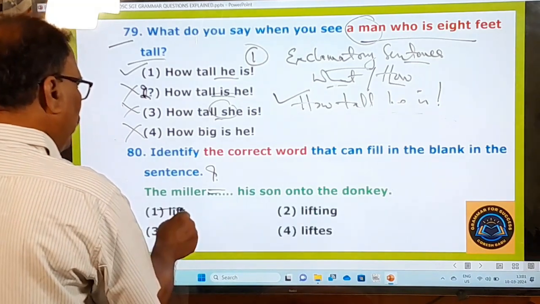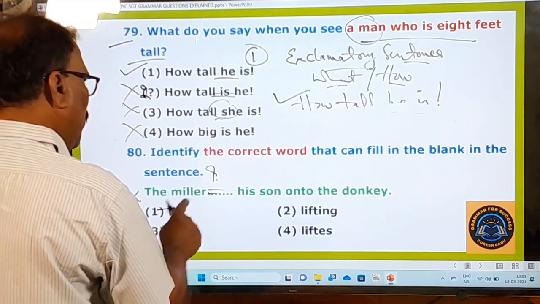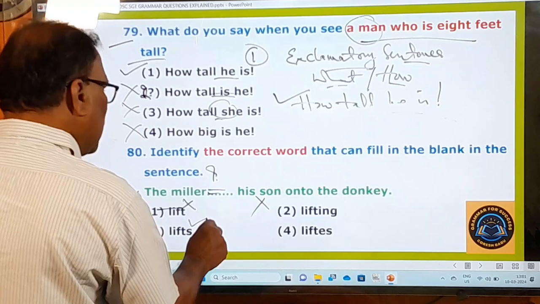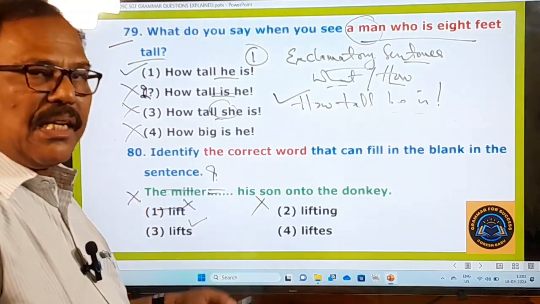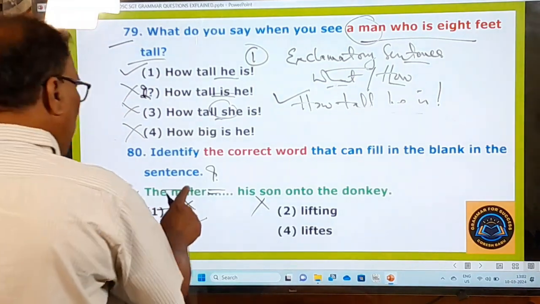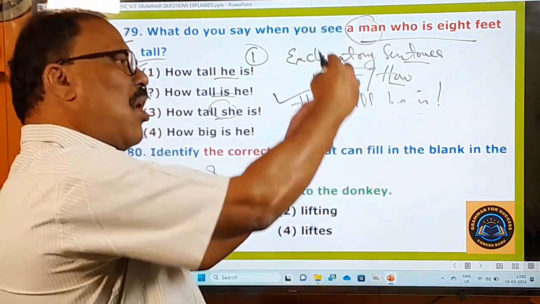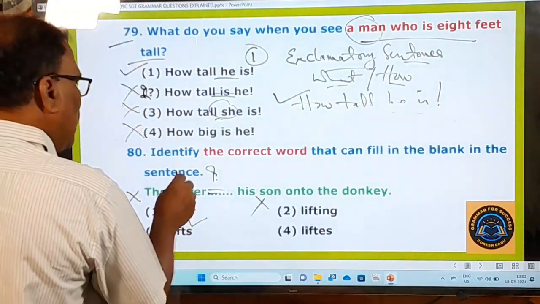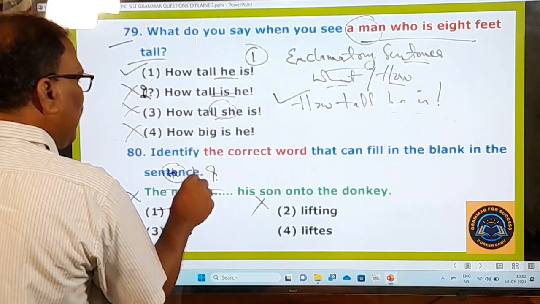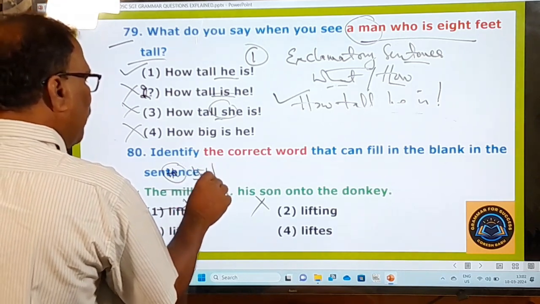Lift. This is wrong. The miller lift his son, don't say lift. Lifting, wrong. Lifts, this is correct, because the sentence is going to be in the simple present, and that's why you say the miller lifts his son onto the donkey. He lifts his son onto the donkey. Since this comes under he, third person singular, beside the verb you have to use what? Yes, okay, lift, lifts.